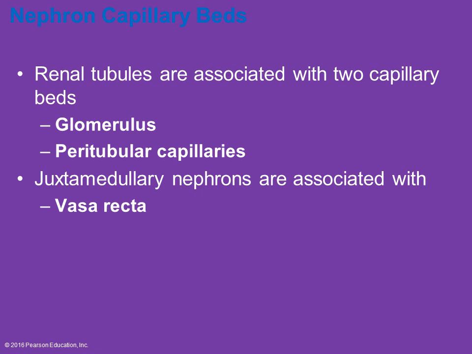At the nephron capillary beds, we do have two different capillary beds. The one that surrounds the glomerulus for the initial filtration process, and then you also have capillaries that are known as the peritubular capillaries that are surrounding the loop of Henle and around the proximal and distal convoluted tubules. The juxtamedullary nephrons are also associated with a third one that's known as the vasa recta.